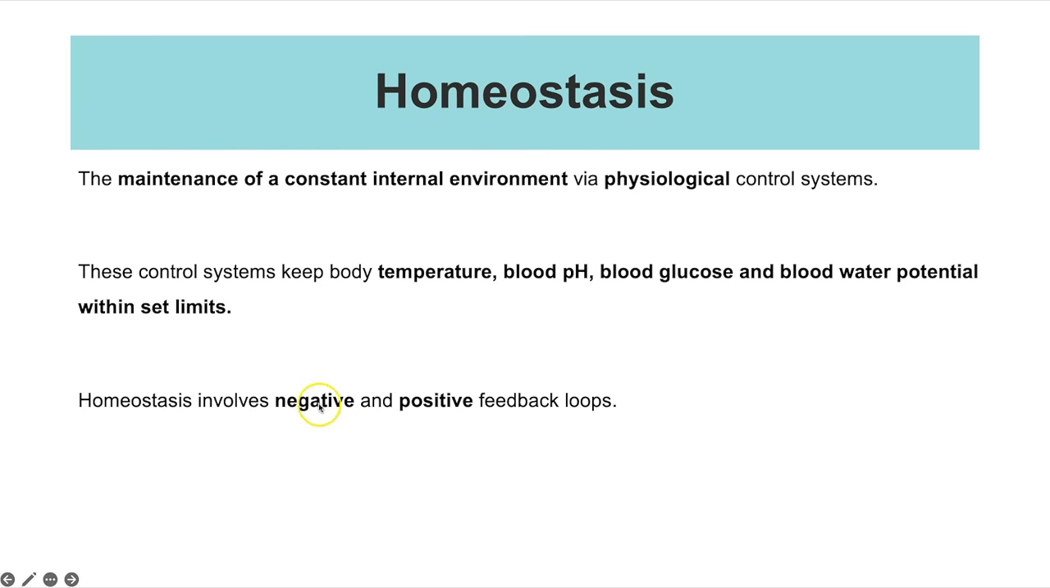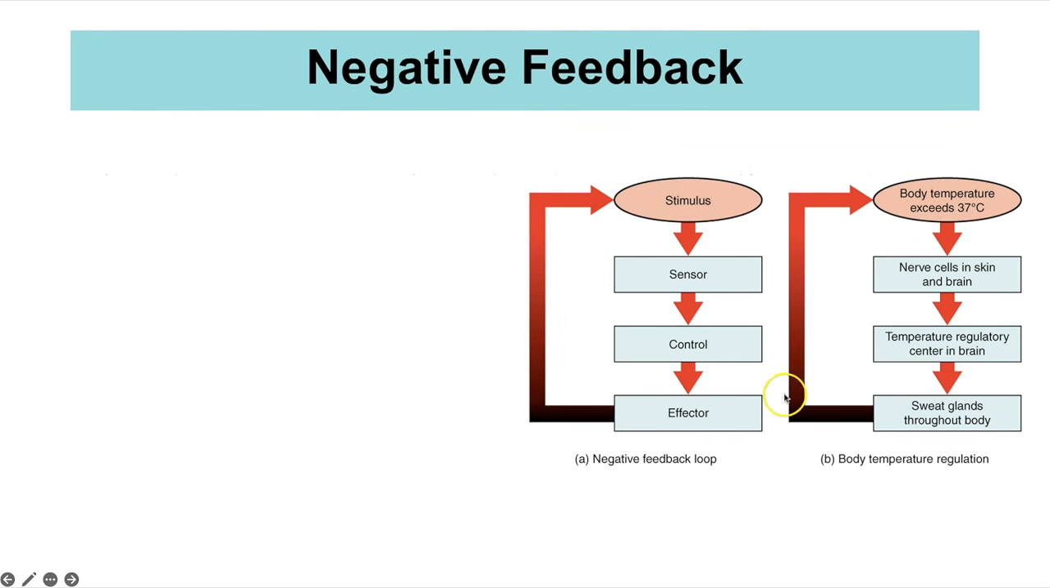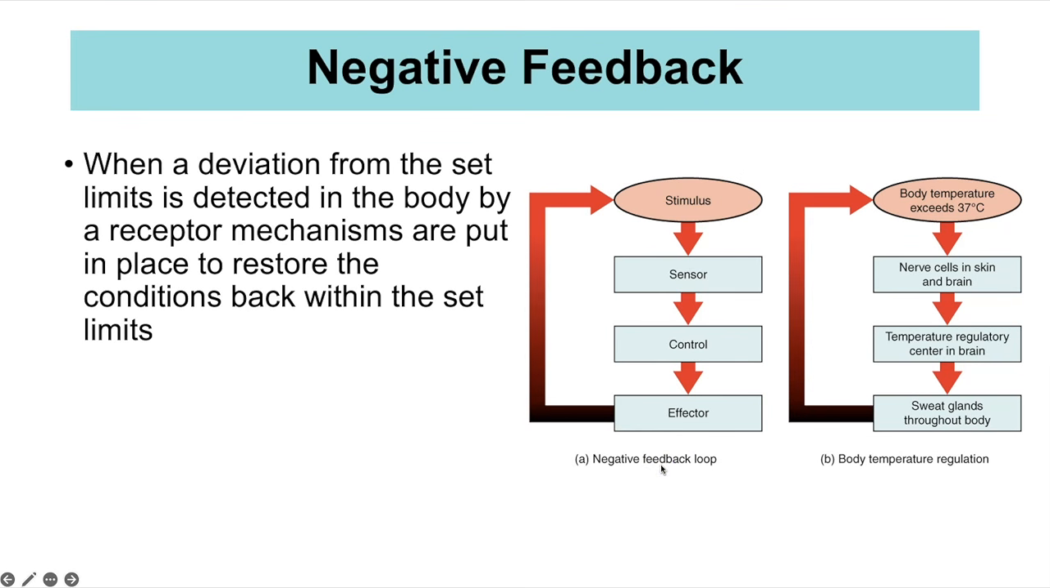And homeostasis involves both negative and positive feedback loops. The two examples that we're looking at are focusing on negative feedback loops, which is the concept that if a condition is going to move outside of the set limits, mechanisms are put in place to bring it back down or back up into that set limit. And that's what we can see here with our negative feedback loop. If we get this deviation from the set limit, and that is detected by the body, so a receptor will detect it, mechanisms are put in place to restore those conditions back within the set limits.